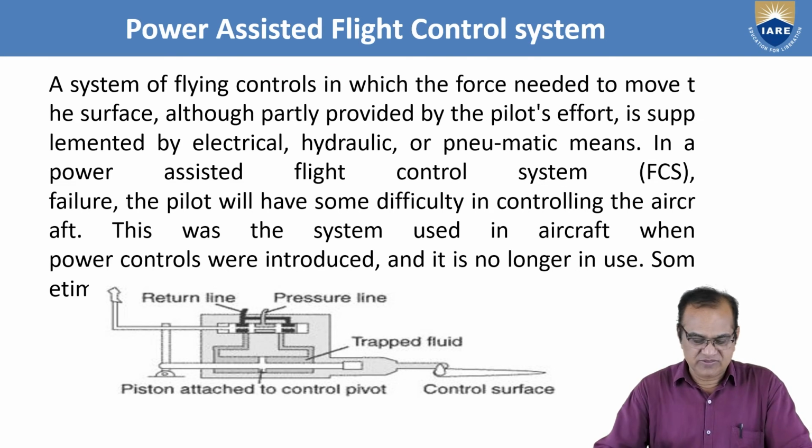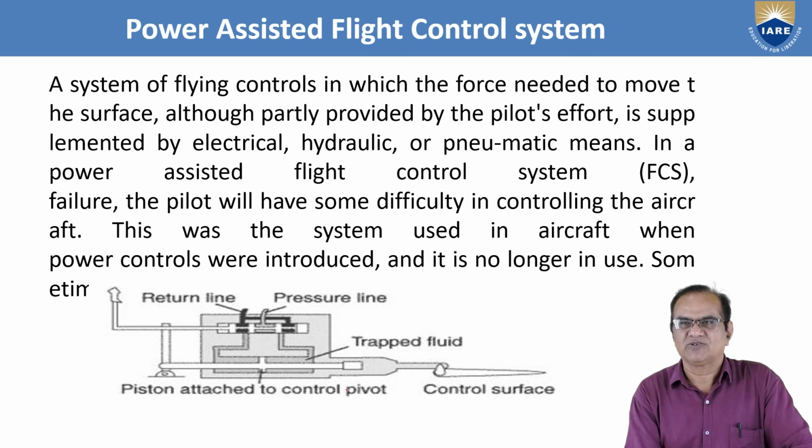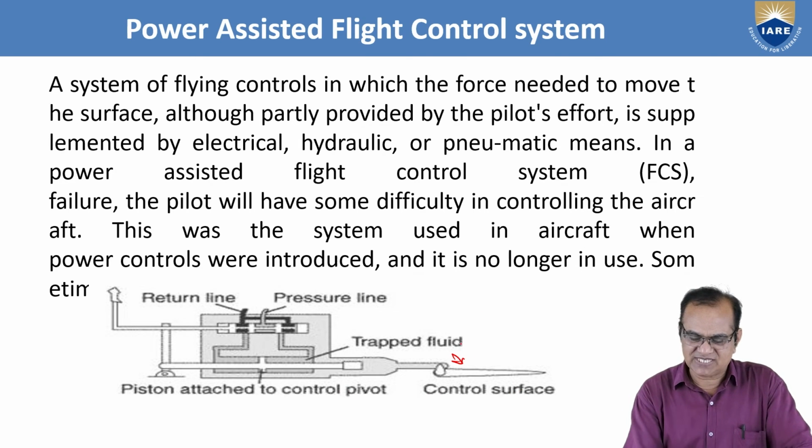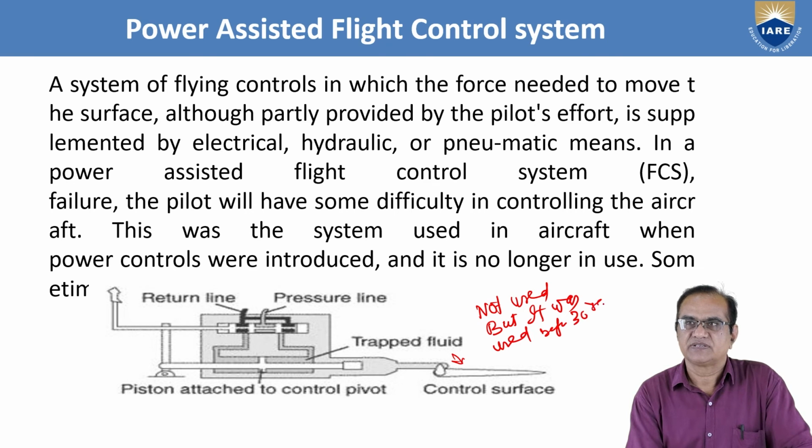Okay, so this is the return line, pressure line, trapped flight, piston attached to the control surfaces. Control surfaces are moving like this. Nowadays it is not used, but it was used rigorously before 30 years.